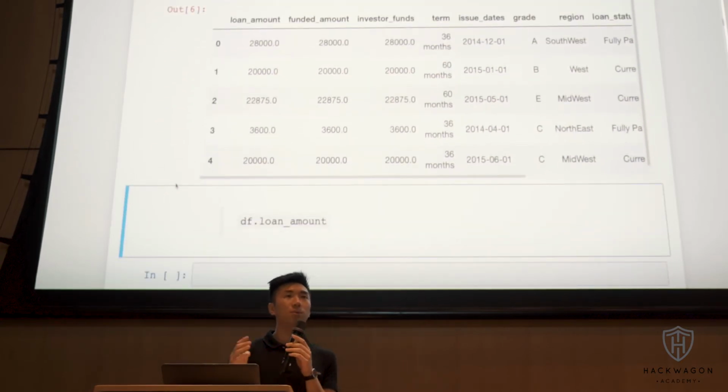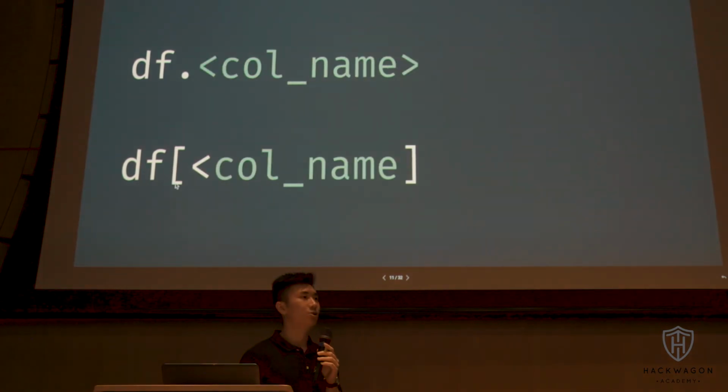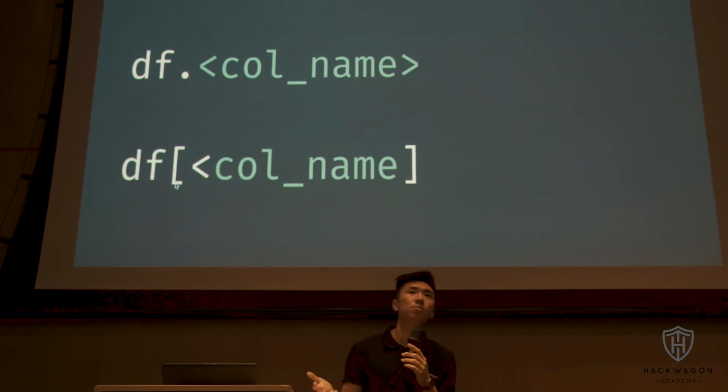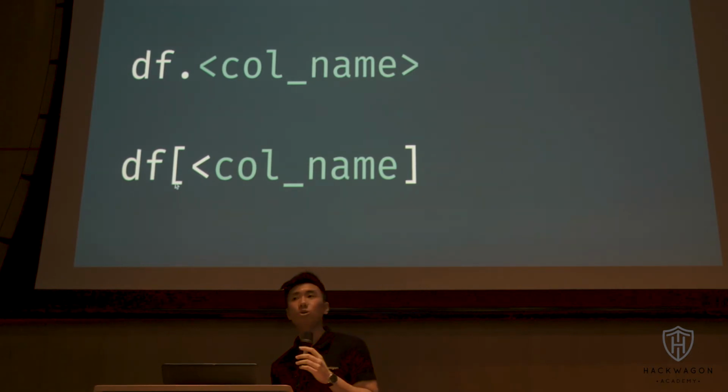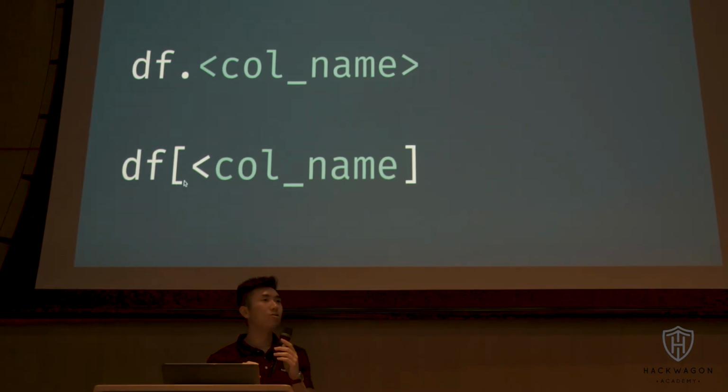For columns, it's a bit different. You will not be using .iloc. There are two methods in which you can access a particular column, and that is to do df dot the column name directly. So, for example, if I have a column name loan_amount, I would just do dataframe dot loan_amount. If I have a column with spaces in between, I would have to use the second one, which is df square bracket the column name. I'll show you examples of both in this notebook over here.